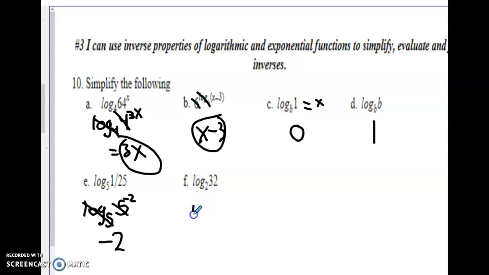Last one, same thing. We're going to change them so that they have log base 2. I'm going to rewrite 32 so it's a power of 2, which 2 to the 5th is 32. So the log base 2 and the 2 cancels out, and the answer is just 5.